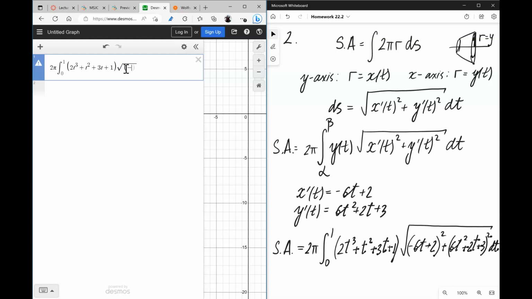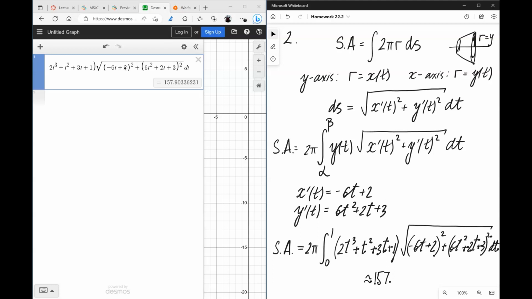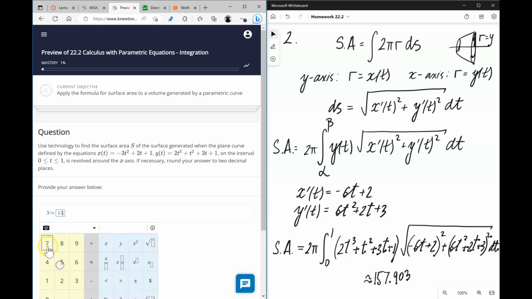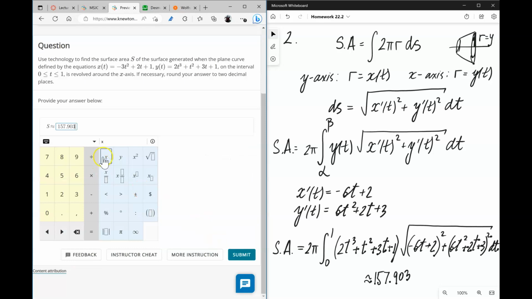So negative 6t plus 2 squared plus 6t squared plus 2t plus 3 squared, all that with respect to t, and that's the answer. So approximately the answer will be 157,903. Oh, 90.